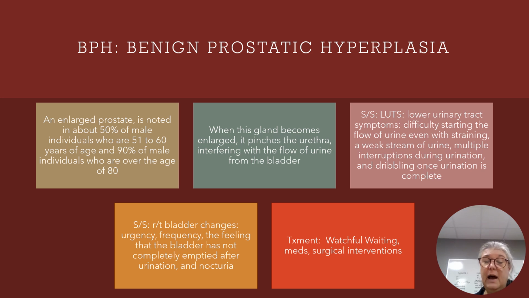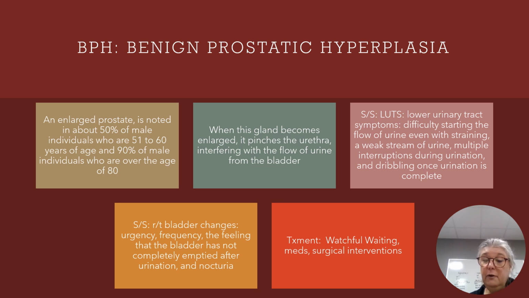So the prostate gland is a normal part of the male anatomy. It's about the size of a walnut and it surrounds the urethra. Its primary function is to assist in controlling urine flow. It also mixes sperm with prostatic fluid and seminal fluid to be ejaculated during orgasm. Around the age of 25, the prostate begins to grow. This growth is not completely understood. When this gland does become enlarged, it pinches the urethra, interfering with the flow of urine from the bladder.